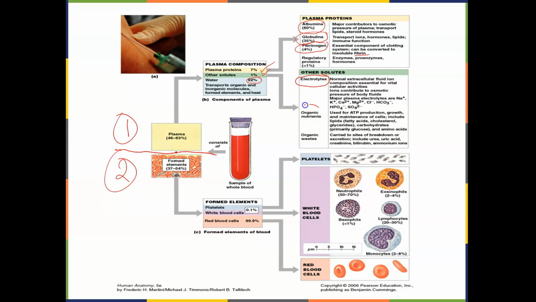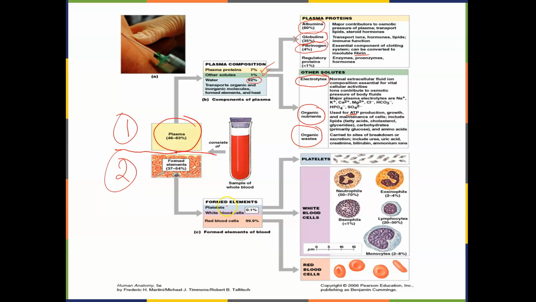We have organic nutrients, which does include ATP, okay? Sometimes ATP will be out there. Growth hormones, cholesterol, triglycerides, fats, carbohydrates, amino acids, larger proteins, and so forth. And then we have organic waste in the form of urea, bilirubin, ammonium, uric acid, creatine, and so forth. So all of these compounds are going to be included in plasma, the liquid component, because they can all be dissolved in water.